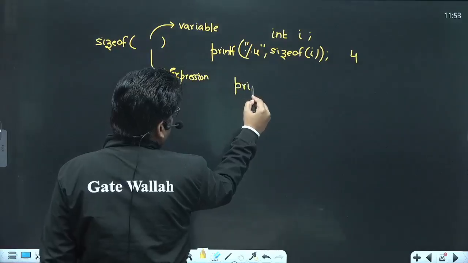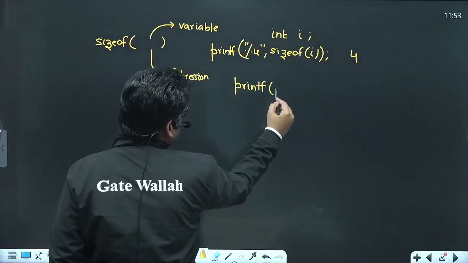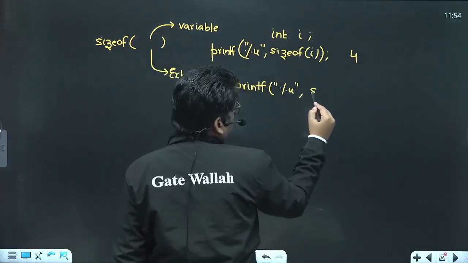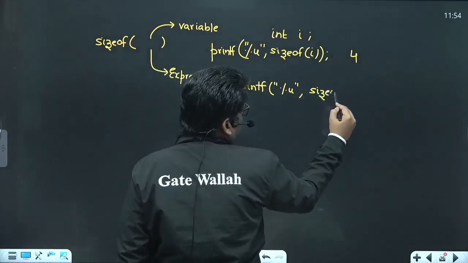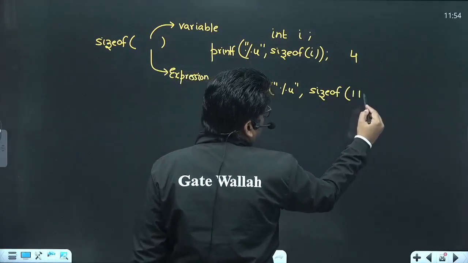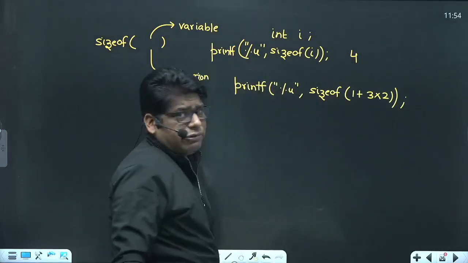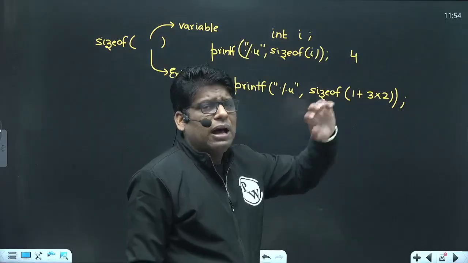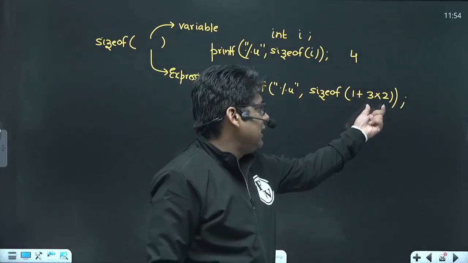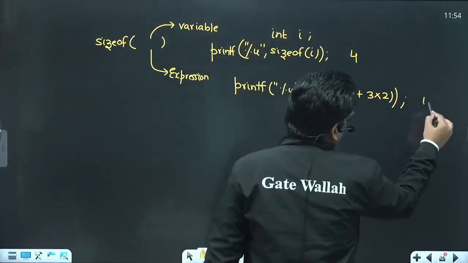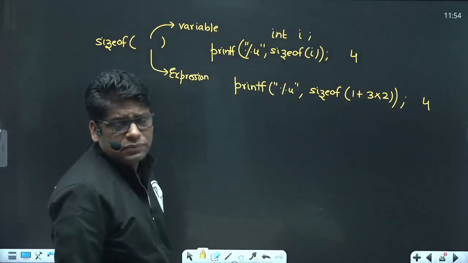For example, we can ask sizeof, tell me 1 plus 3 into 2. Sizeof knows because all are of type integer. See, the result is integer. Integer plus integer is an integer. So sizeof will provide you the answer as 4. Of course, sir.